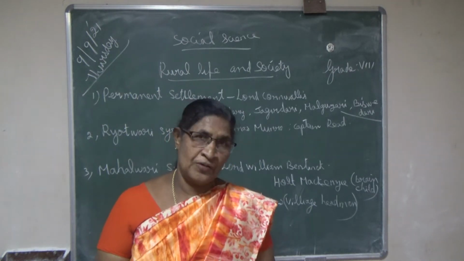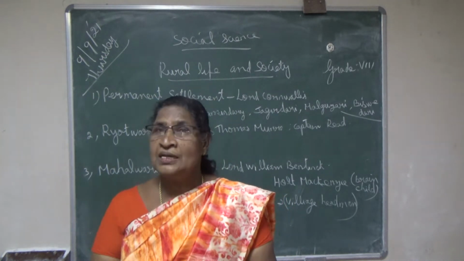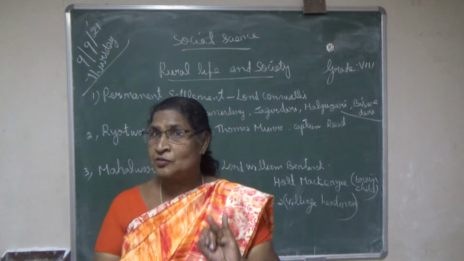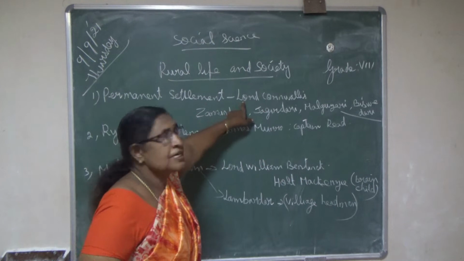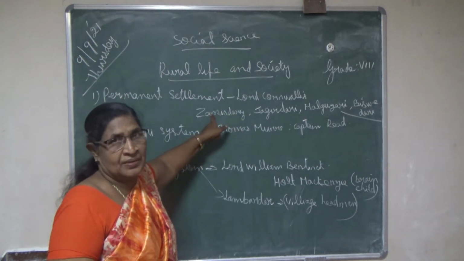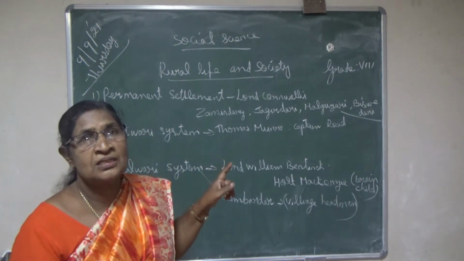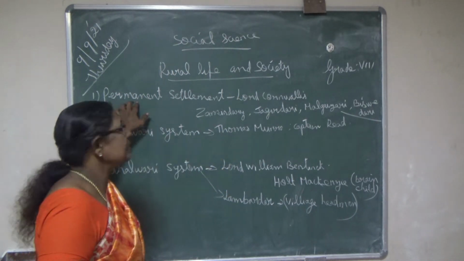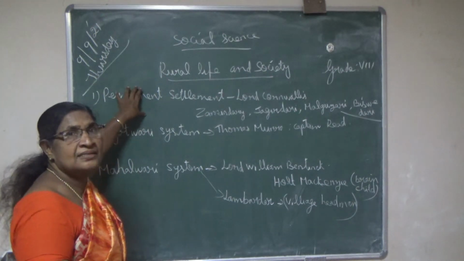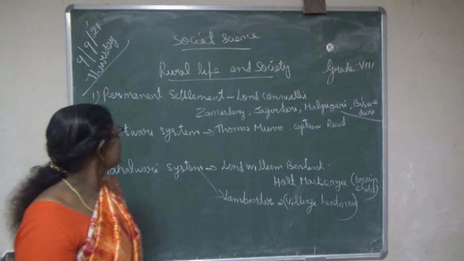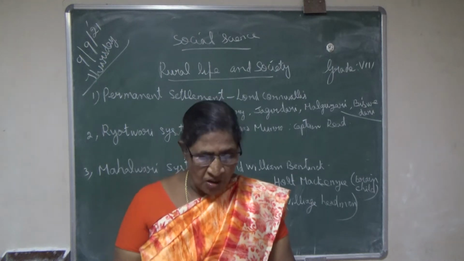Lord Cornwallis. First the annual settlement was introduced by Robert Clive. The 5-year settlement was introduced by Warren Hastings. Now Lord Cornwallis, he introduced the 10 years settlement. So it changes only. This 10-year settlement was called or known as permanent settlement. That means 10 years settlement or 10 years land revenue. This permanent settlement or 10 years settlement was introduced by Lord Cornwallis.